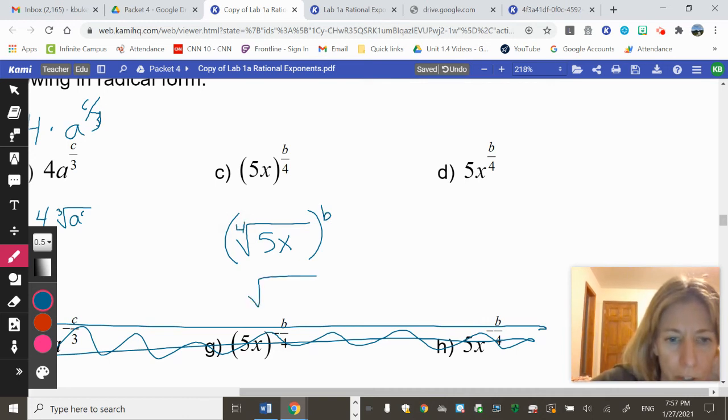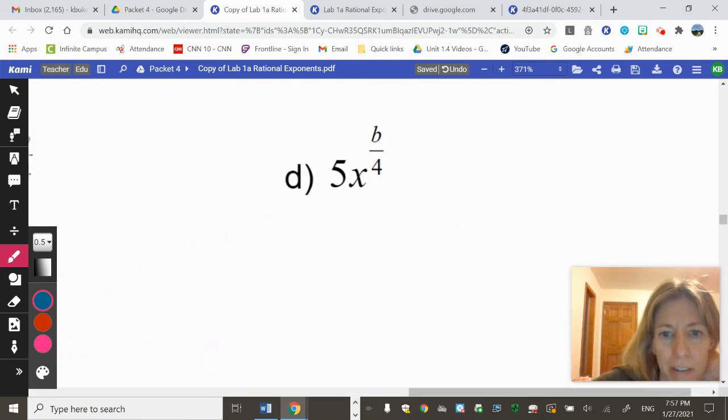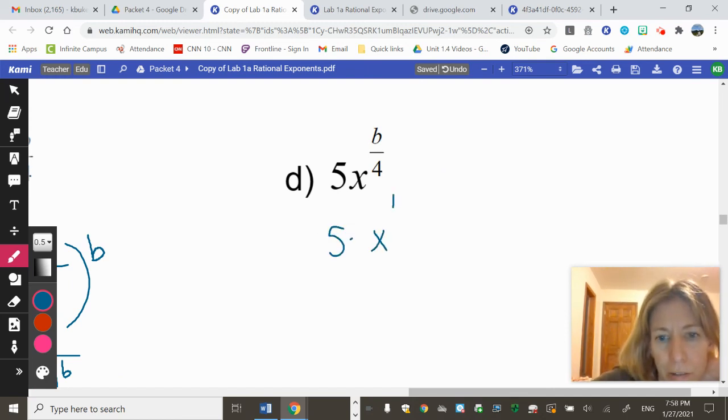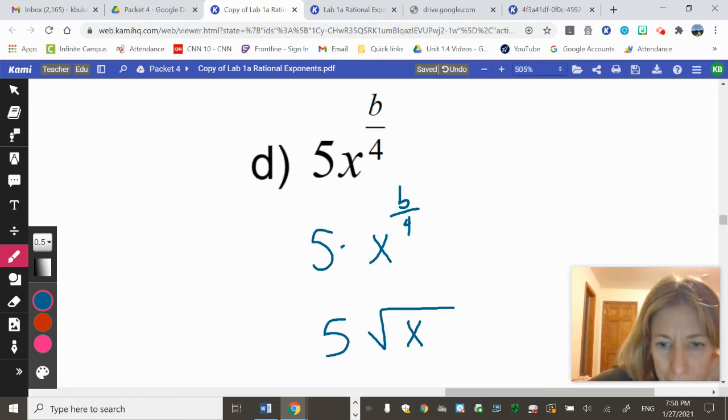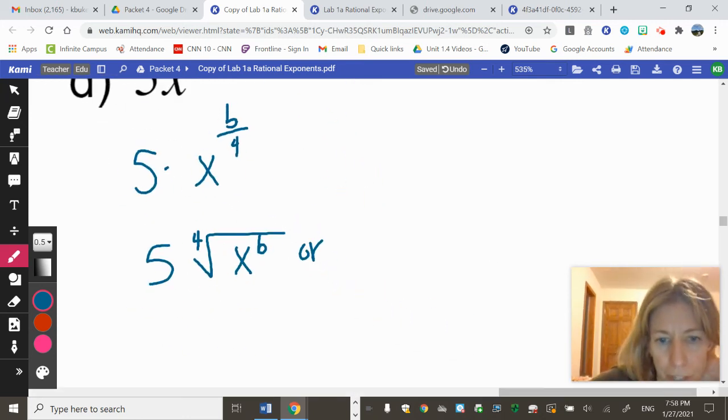Or I can just do it like this and put the B underneath that as well. These are the same thing. Okay, but I need some form of parentheses there. In this case, there are no parentheses, so it's just 5 times x to the b over 4 power. So I really don't need parentheses since there's only one item that's part of my base. All right, I can put the b underneath the radical. I can put the b outside my radical as the power, and my root goes here. Either way is acceptable, so I'll just write it both ways.